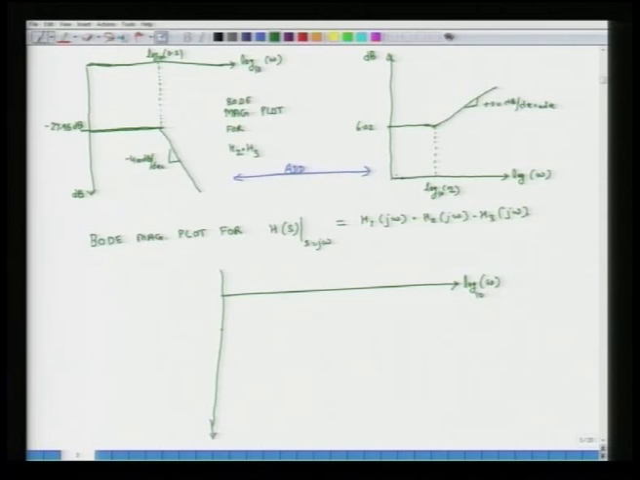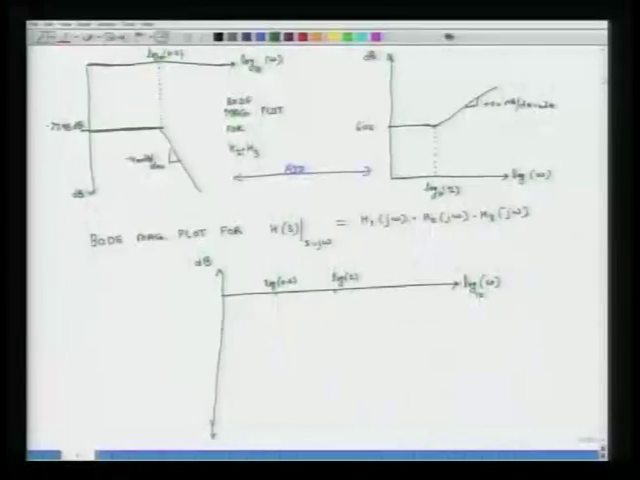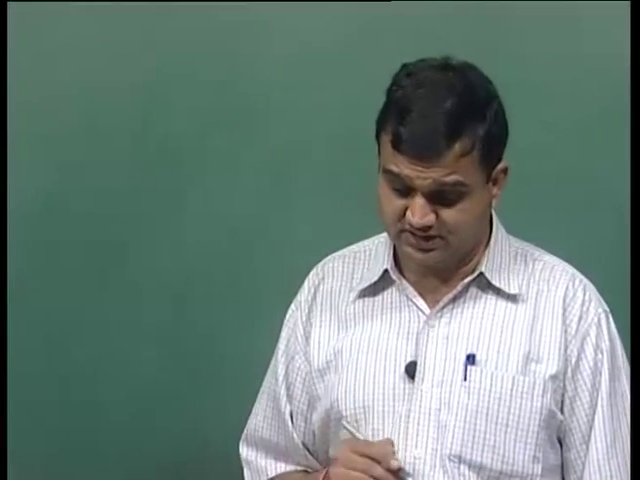Once again, my horizontal axis is a logarithmic axis where I am plotting omega. On the vertical axis, I am plotting decibels. So what we see here is that up to omega equals 0.2, the response curves are essentially straight lines. Let us say this is log of 0.2, this is log of 2, and up to this point I just add two horizontal lines. One line is plus 6.02 decibels away from the x axis, the other line is minus 27.96 decibels away from the x axis.